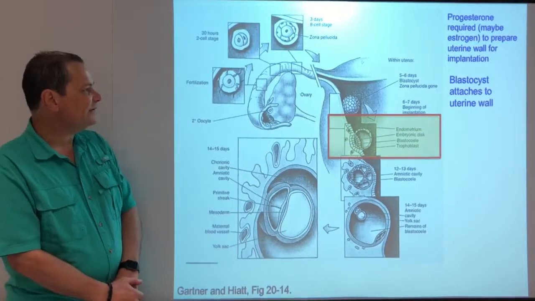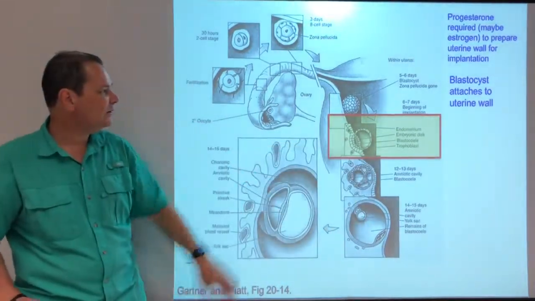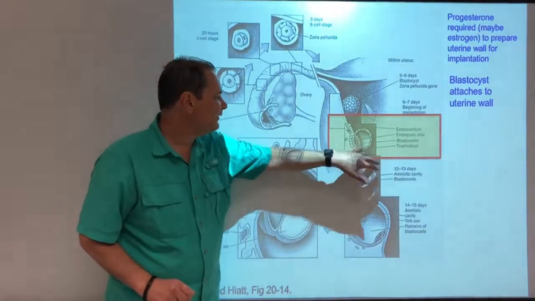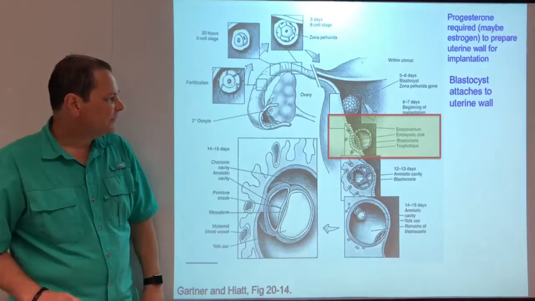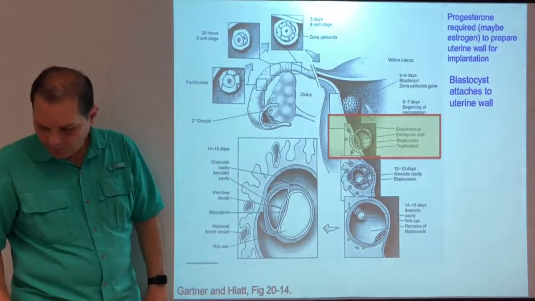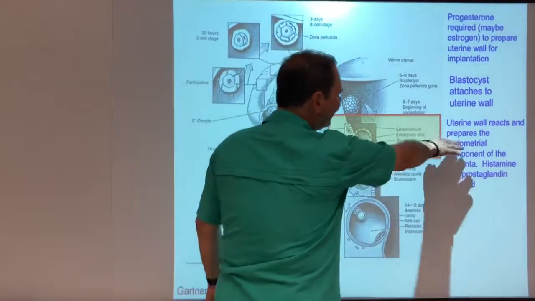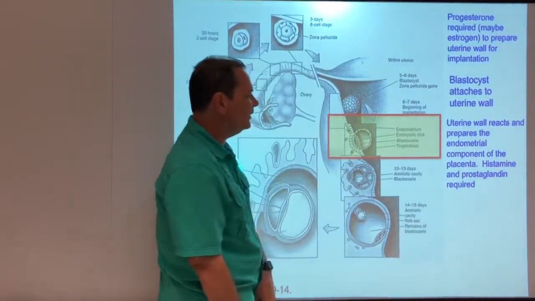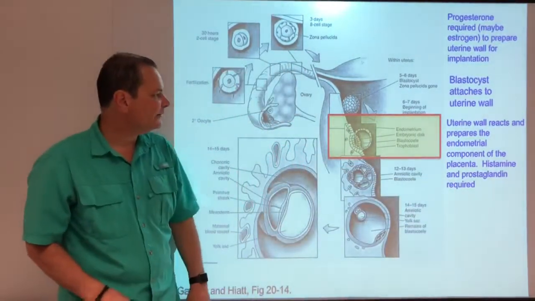The blastocyst attaches to the uterine wall, and that's sort of like what you see here. This is the endometrium, and this is the developing trophoblast. The uterine wall reacts and prepares the endometrial component of the placenta. So histamine and prostaglandin are required for this.